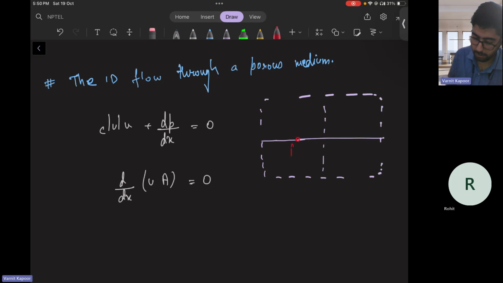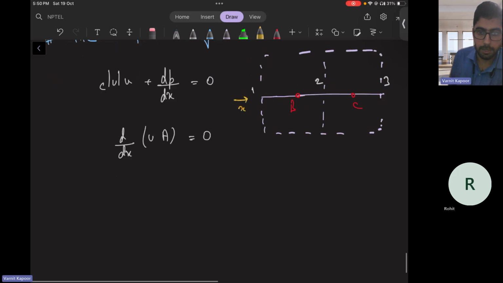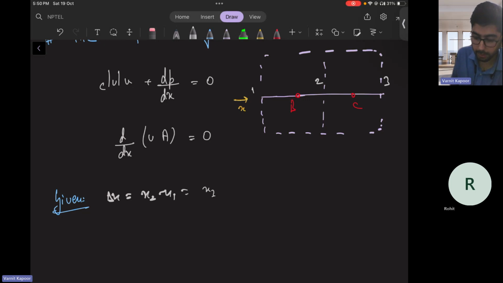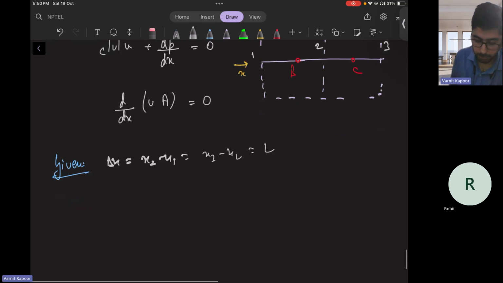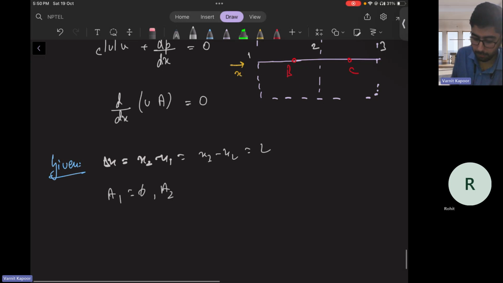So this is your P, in front this is your C. So this is 1 to 3, your x direction. And it is given that del x for the grid is equal, that is x2 minus x1 is equal to x3 minus x2 is equal to 2. A1 is given to be 6, A2 is given to be 4, A3 is given to be 2. Then your U1 is 10.